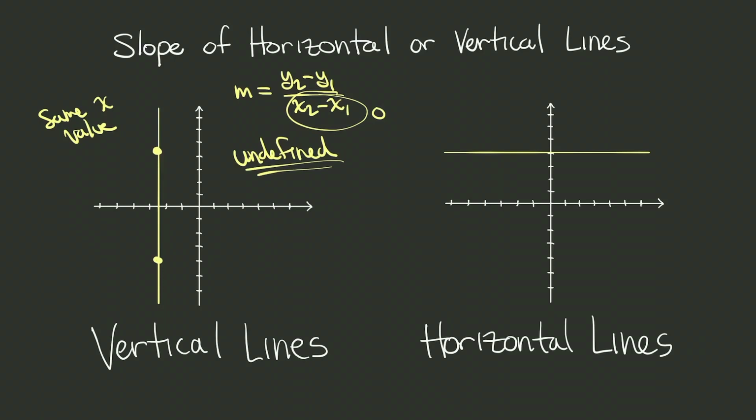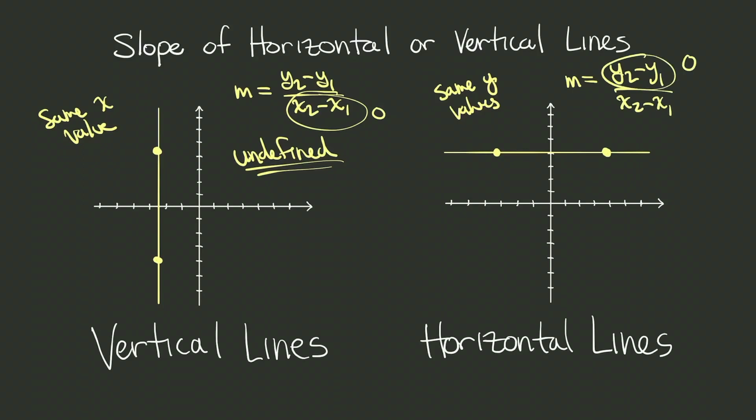On the other hand, if you look at 2 points on a horizontal line, then the two y values are the same. And so when we look at m equals y2 minus y1 over x2 minus x1, then the numerator is going to be 0, but the denominator won't, and so this will give us a slope of 0. So here we say that the slope equals 0. So the slope of any horizontal line is 0.